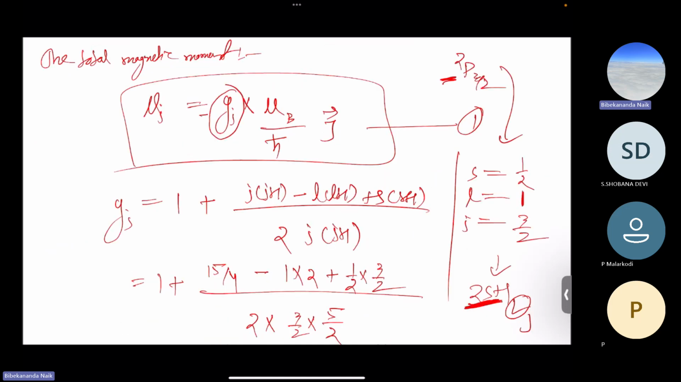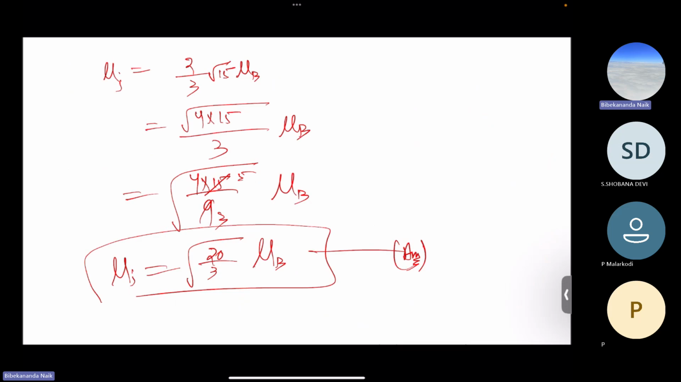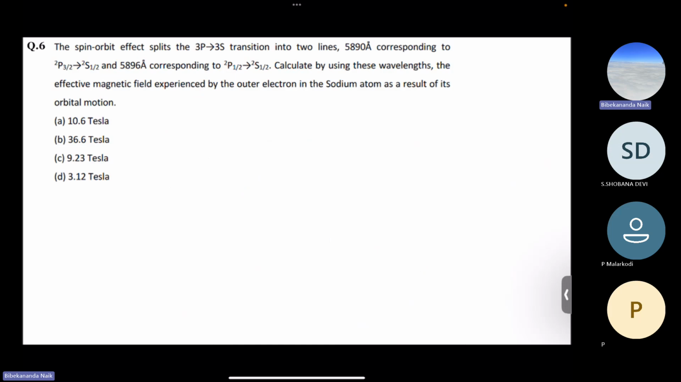However, if you calculate the total angular momentum, the expression is mu j is minus gj mu b by h cross j vector. Then gj, the Lande g factor value, is 1 plus j into j plus 1 minus l into l plus 1 plus s into s plus 1 divided by 2 j into j plus 1. So the value of gj comes out to be 4 by 3, and if you put all those values, the total magnetic moment is root over 20 by 3 into mu b.